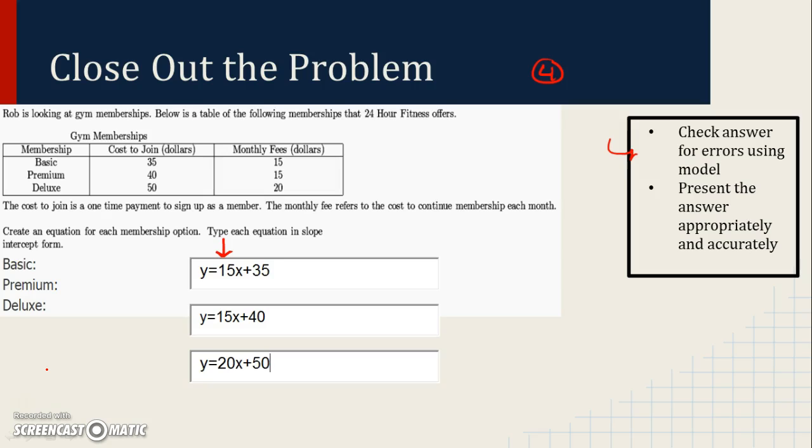And that's really all we're doing. We've made sure that we've put in our rate at the right spot, and we've made sure that our constant goes at the end where the y-intercept would go. And we've done Rob a huge favor. We've created 3 equations for him, so now he can kind of mess around with the numbers to figure out which of these 3 plans is best suited for how long and how often he wants to attend.